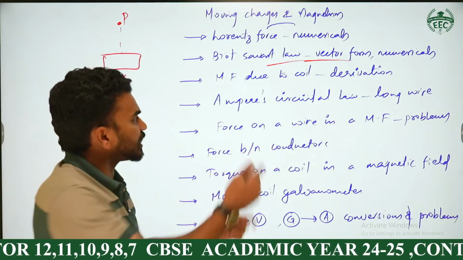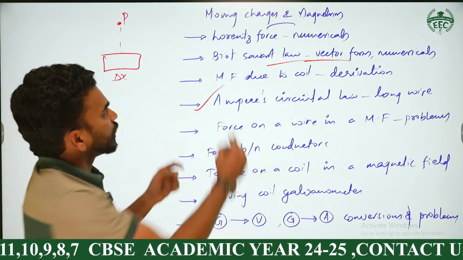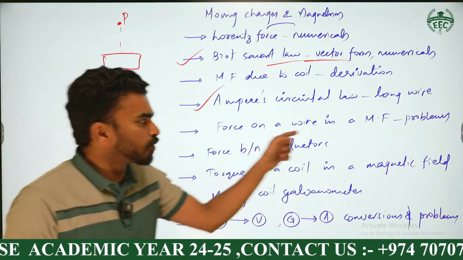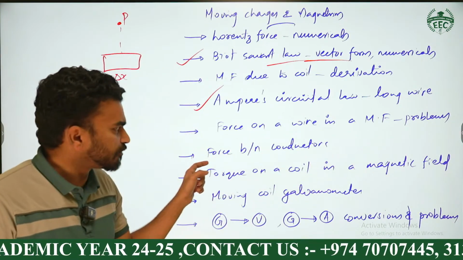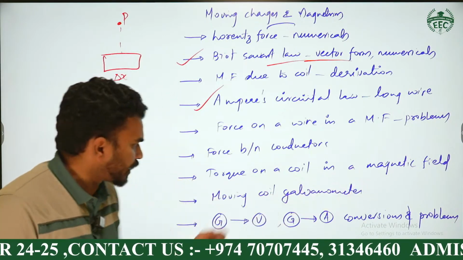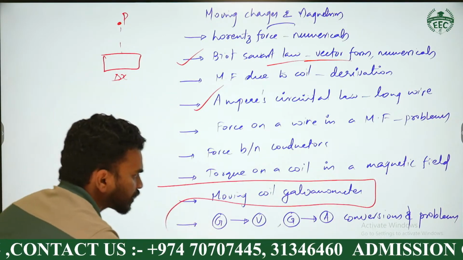Ampere circuit law, the statement you need to learn. And here also, the statement you need to learn. All kids can easily score in that area. Force on a wire due to magnetic field. Then force between the conductors. Torque on a coil in a magnetic field. And moving coil galvanometer and the conversion.